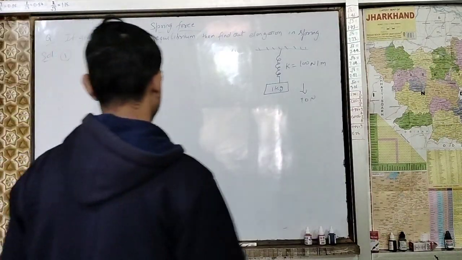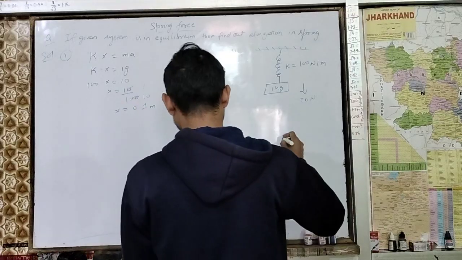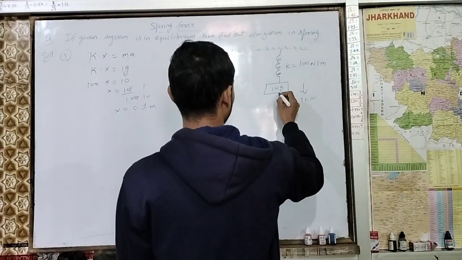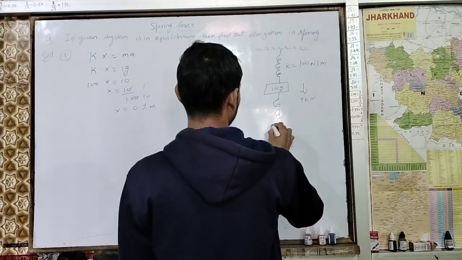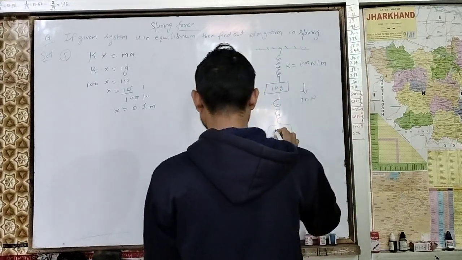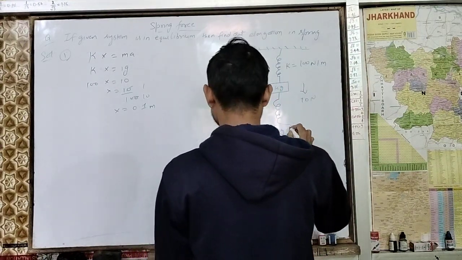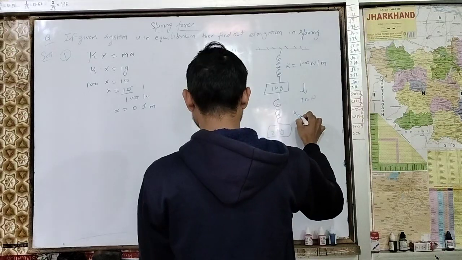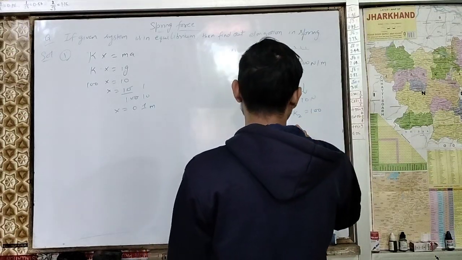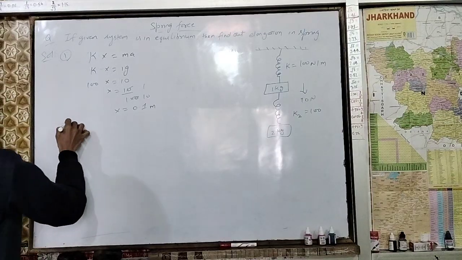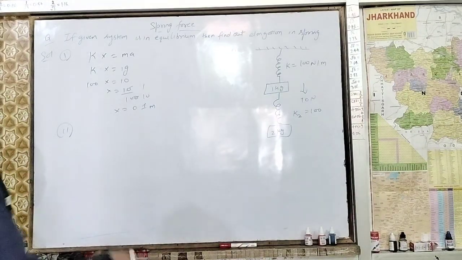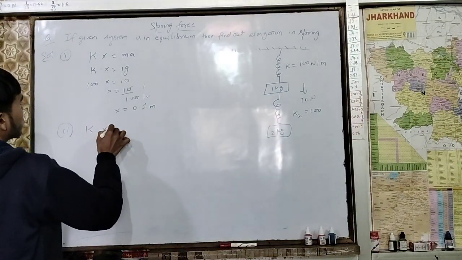Next figure is second question. There is again a spring which is bringing a mass of 2 kg, and K2 is 100 Newton. So remember, in that case, the K formula will be the same: K into X equals M.